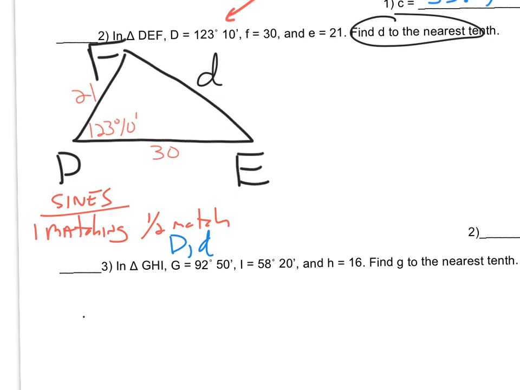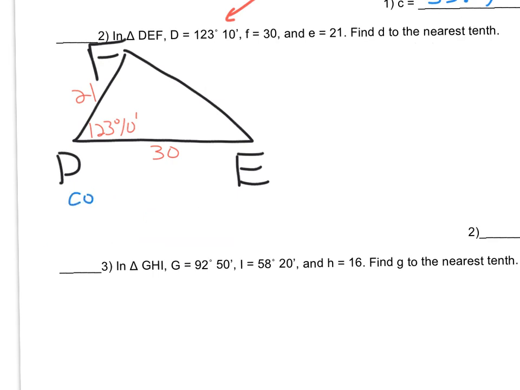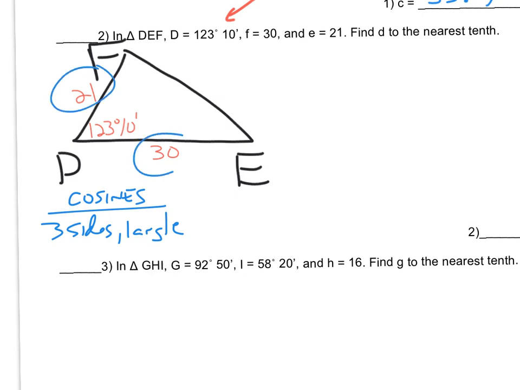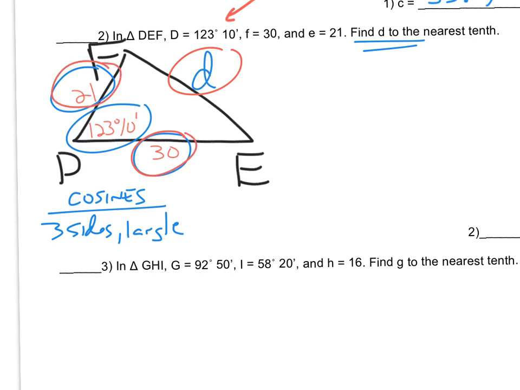Angle E, side E is not a matching set because I don't know angle E. Angle F and side F is not a matching set because I don't know angle F. I know side F, but I don't know angle F. So unfortunately, to use the law of sines, you need to have one matching set, one half matching set, and we don't have that. To use the law of cosines, you basically need 3 sides and 1 angle. Now it looks like we don't have that because it looks like we have 2 sides and an angle. But here we're trying to solve for side D. So we have now the 3 sides and the angle opposite the side that we're solving for.